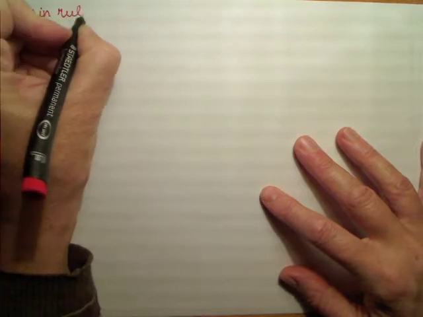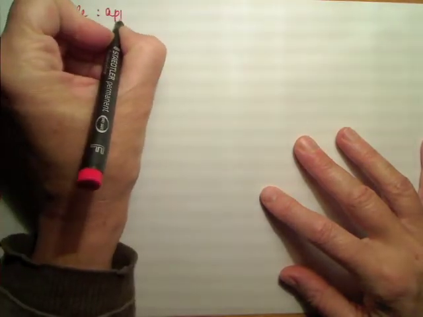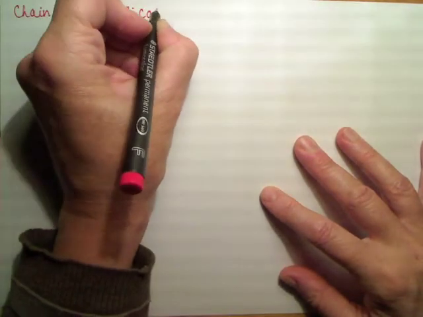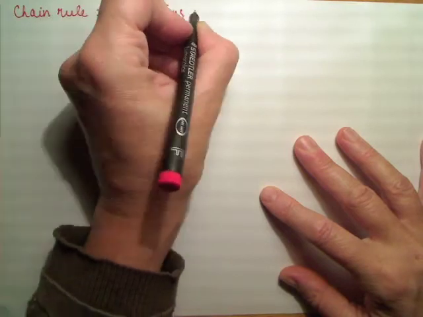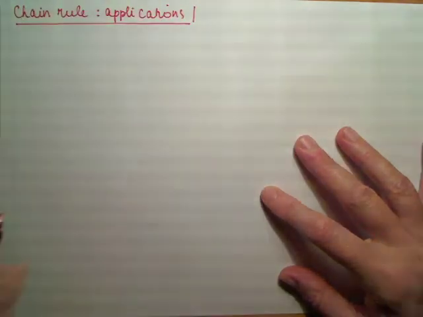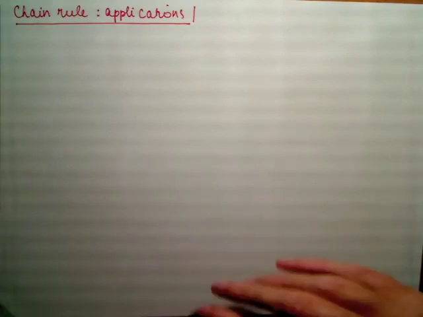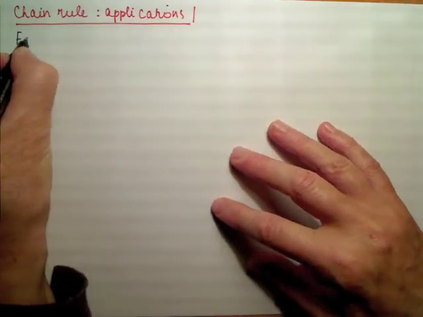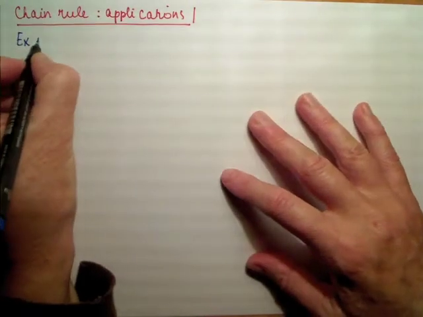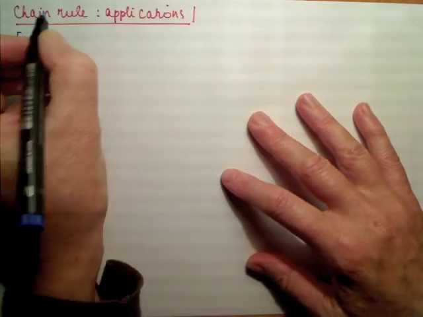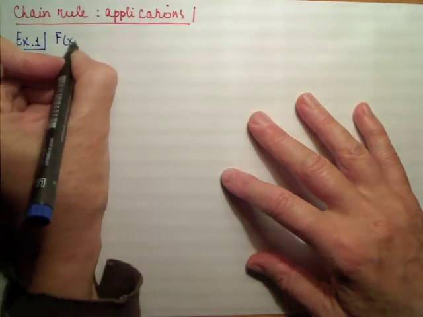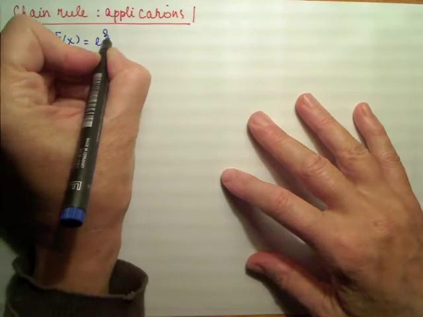Okay, so let us discuss some applications of the chain rule. The first example is still a slightly simple one. We take capital F of x equal to e to the power 2x.